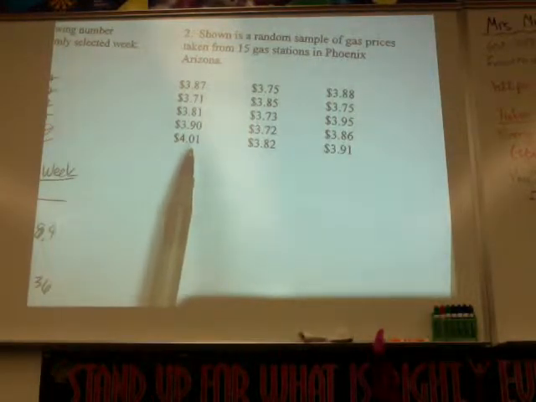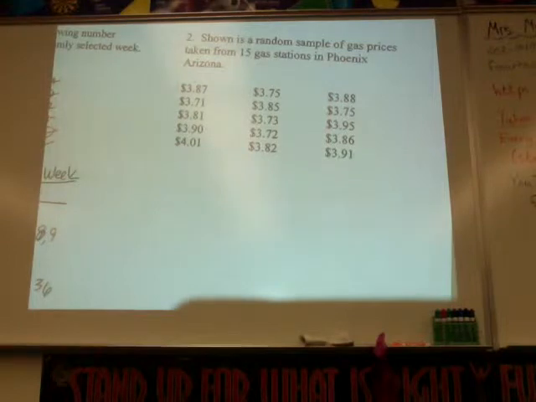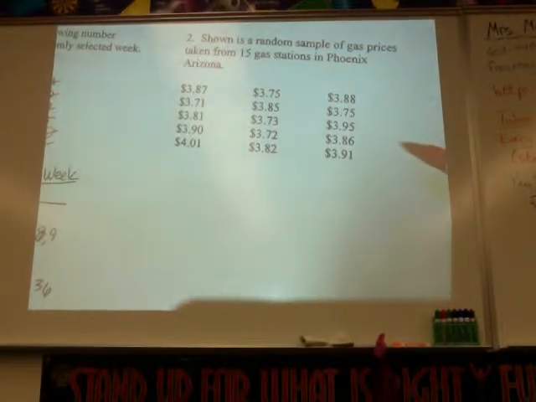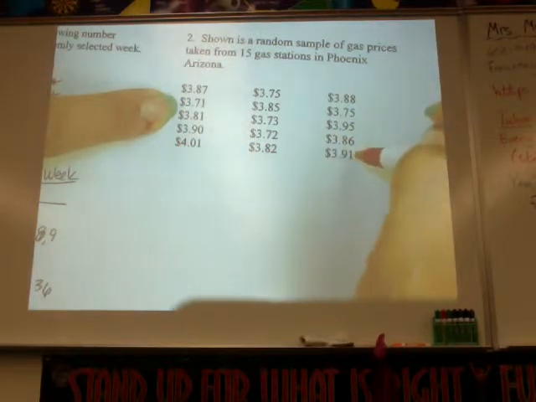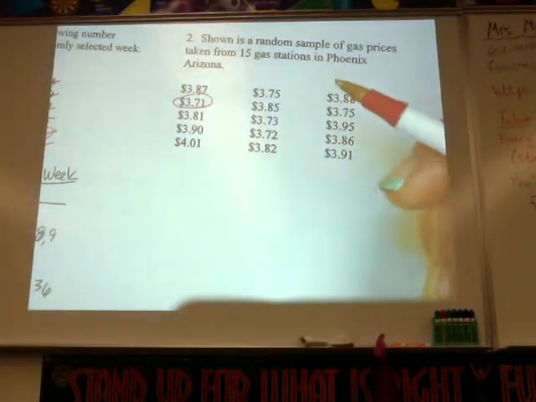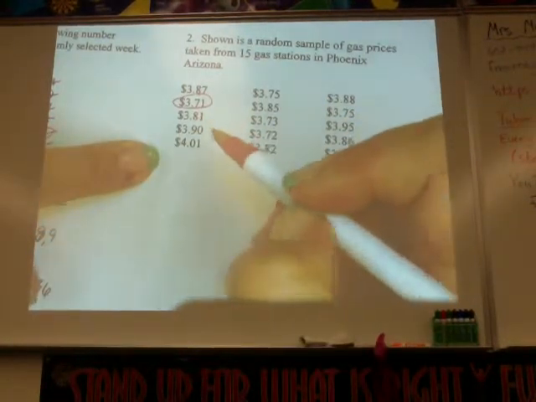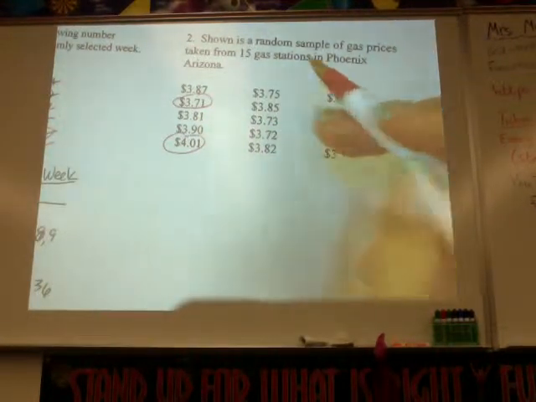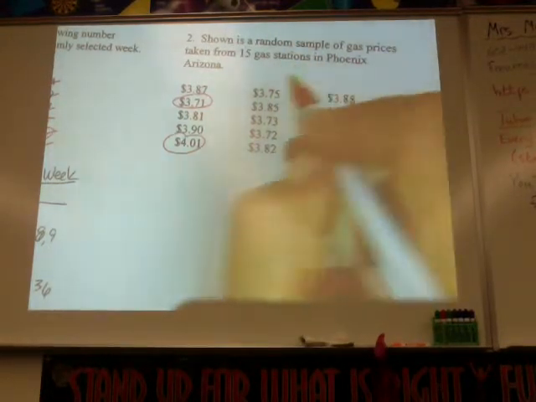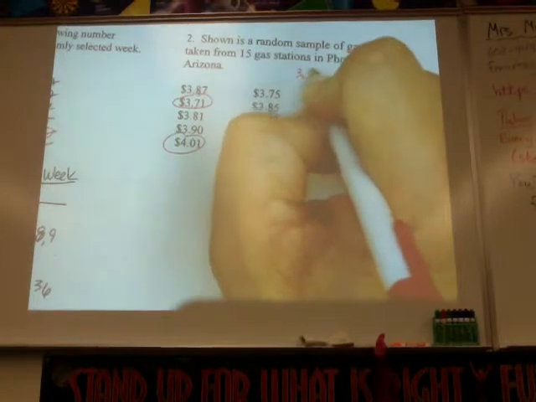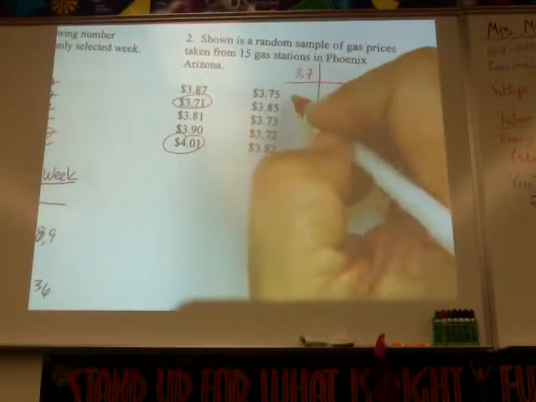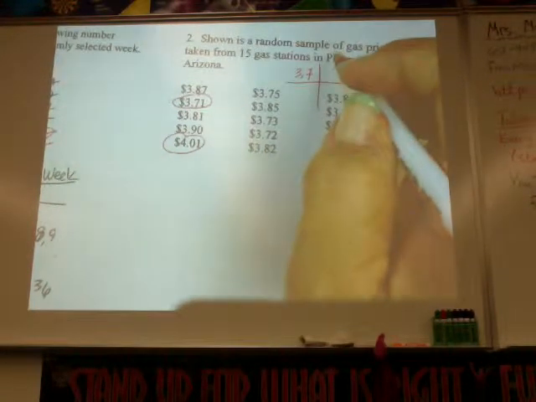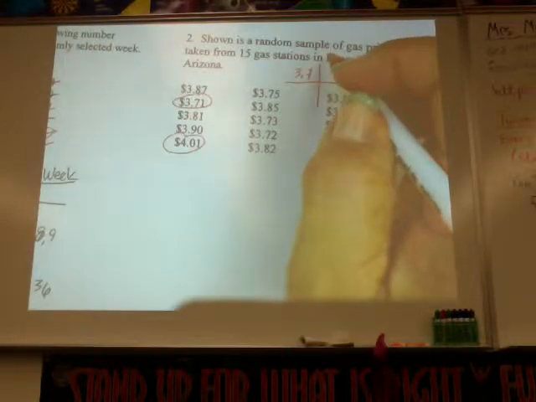So what is your lowest dollar amount on this one? $3 and what? 71, right? No lower than 71? That looks about right. What's your highest dollar amount? $4.01, right? So if I were you, I would actually write my stems this way. I would make my stems starting at 3.7 and go all the way to 4.0. So you got 3.7, 3.8, 3.9, and 4.0. You'll have four stems that way.